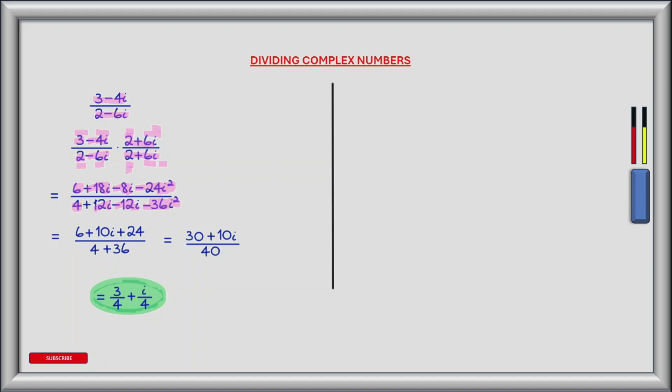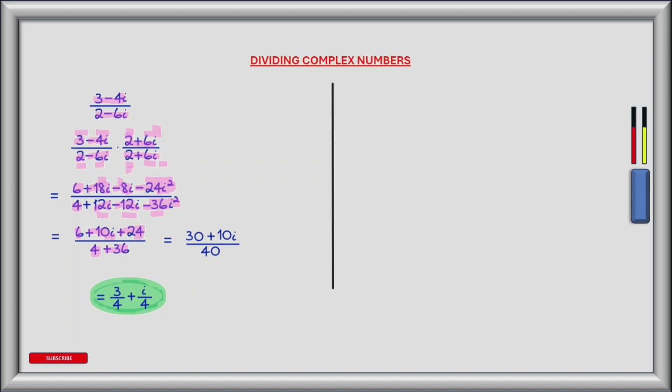Simplifying the numerator, we have 6. 18i minus 8i gives 10i. And minus 24i squared gives plus 24, because i squared is minus 1, and minus 1 multiplied by minus 24 gives 24. In the denominator, we have 4. Positive 12i cancels with negative 12i, and we have plus 36, as i squared is minus 1, and minus 1 multiplied by minus 36 gives 36.